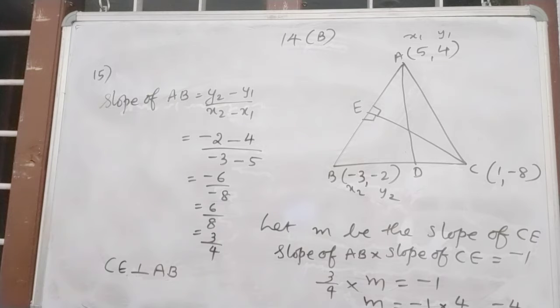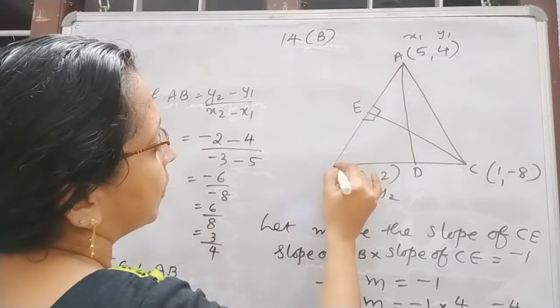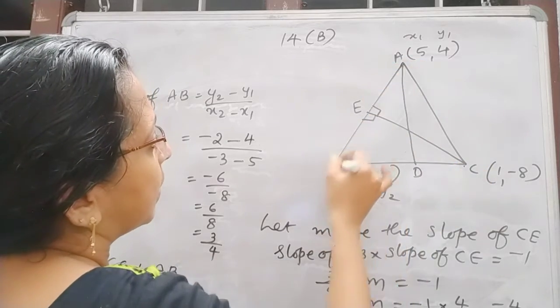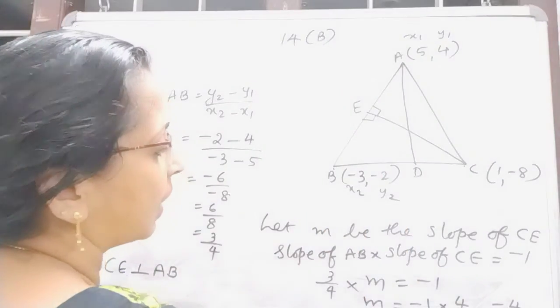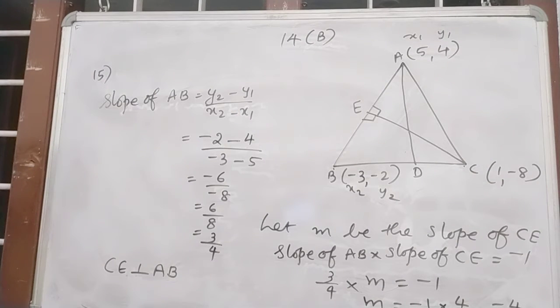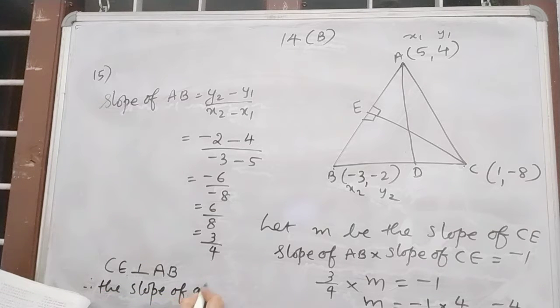That is, the slope of the altitude of AB. Now we got negative 4 by 3. So that is the slope of the altitude of AB, that is CE itself. So we got the first part as negative 4 by 3. Therefore, the slope of the altitude of AB is equal to negative 4 by 3.